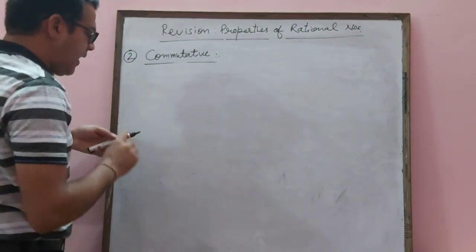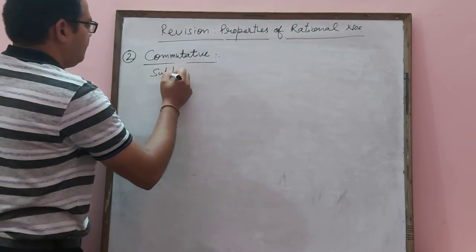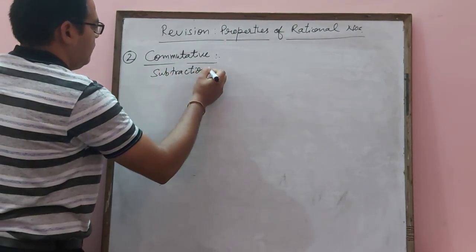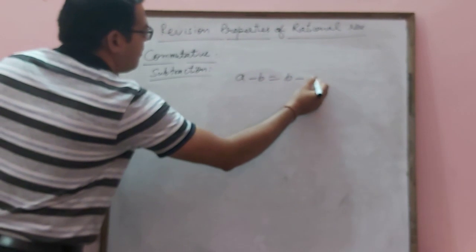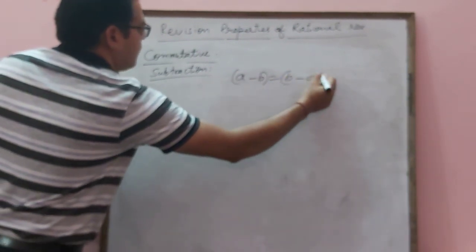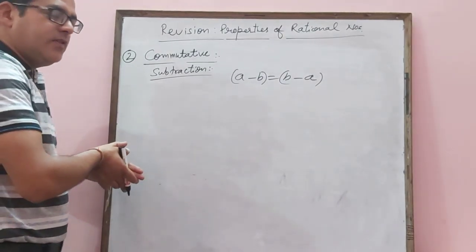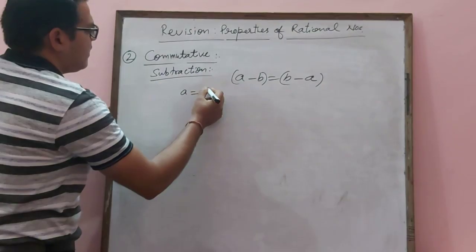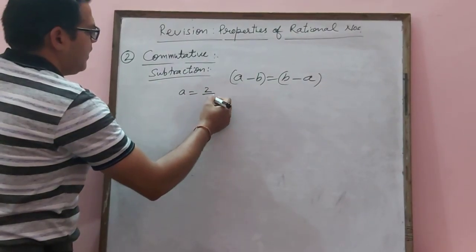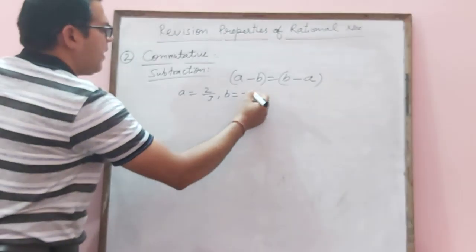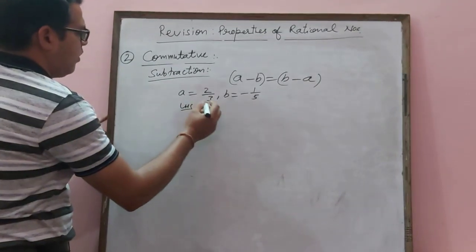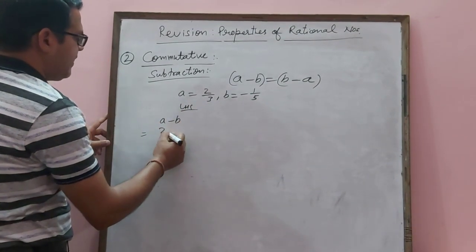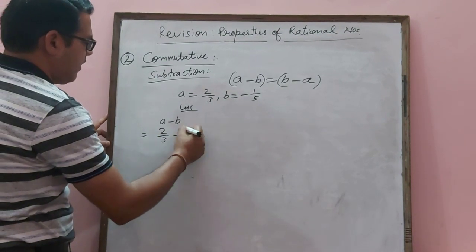Next, we will check for subtraction also. Right? A minus B equals B minus A. Is it possible? Let's check it. So A is 2 by 3. You can take any other number. B I am taking here minus 1 by 5. First the left hand side we will solve here. A minus B. So A is 2 by 3 and B is minus 1 by 5.